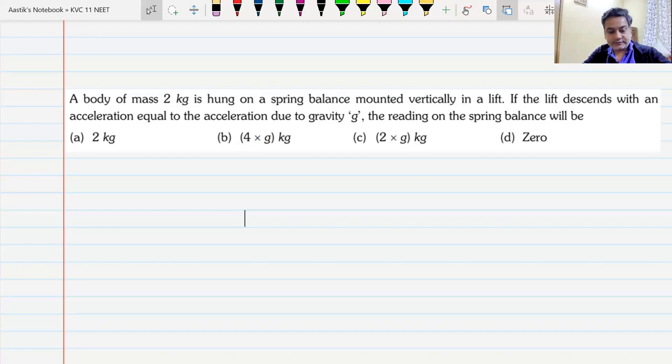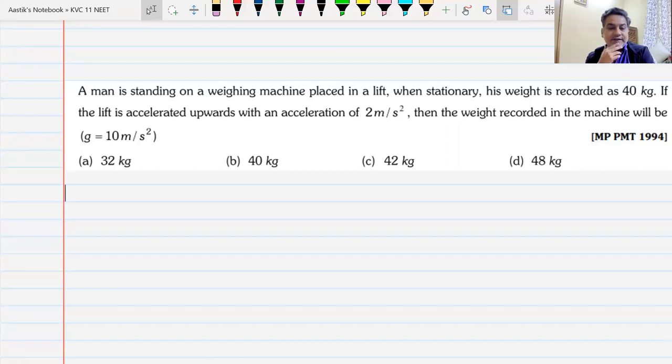Next one. A man is standing on a weighing machine placed on a lift. When stationary, his weight is 60 kgs. If the lift is accelerated upwards with an acceleration of 2 meter per second square, the weight recorded would be how much?